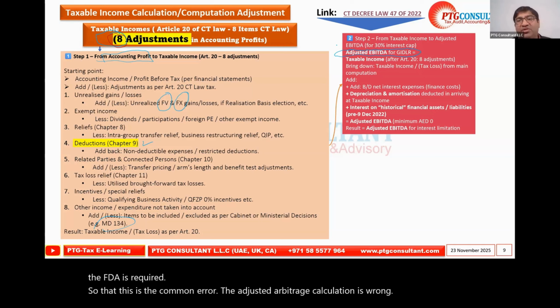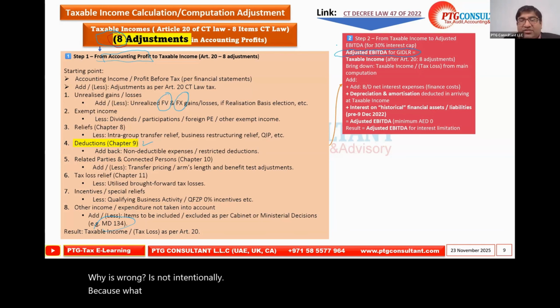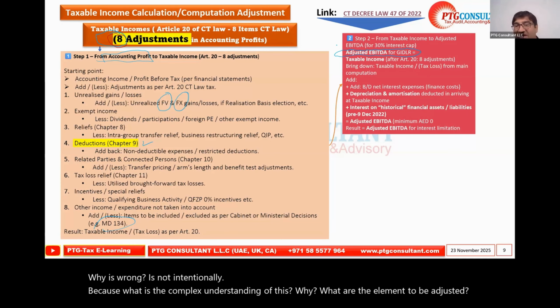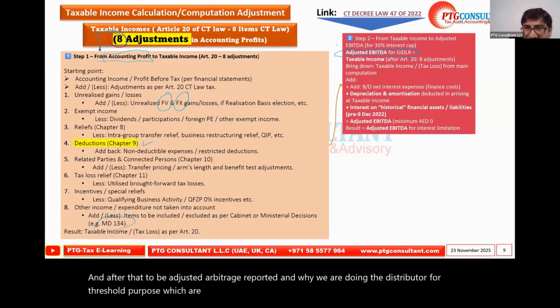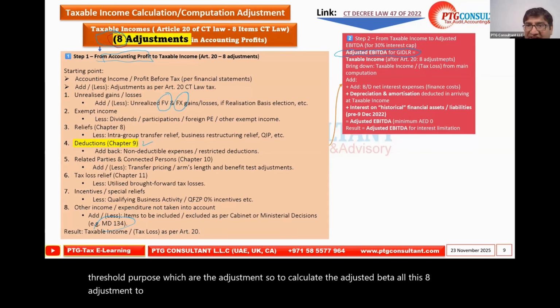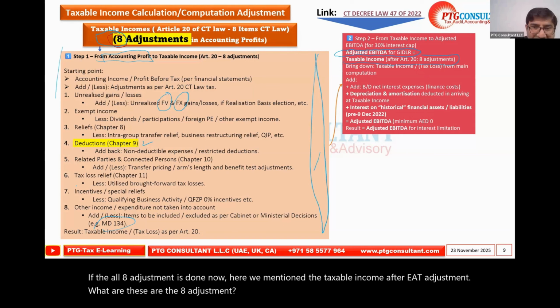Why is it wrong? Not intentionally, but because of the complex understanding. What are the elements to be adjusted, and after that the adjusted EBITDA is reported. And why are we doing the adjusted EBITDA? For threshold purposes. Which are the adjustments? To calculate the adjusted EBITDA, all these eight adjustments have to be done. If all eight adjustments are done, here we mention the taxable income after the eight adjustments. What are these? These are the eight adjustments.